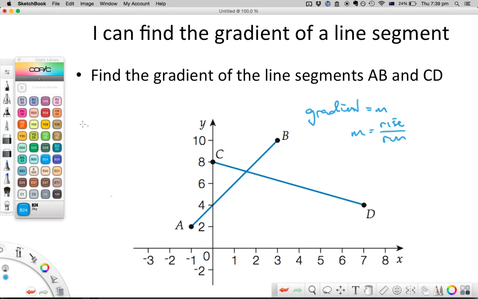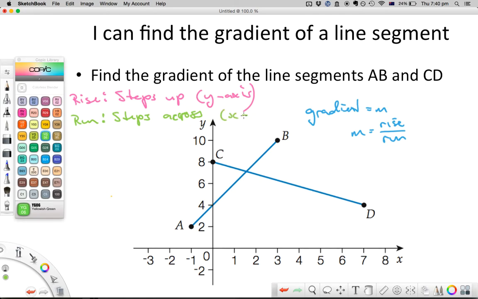So rise is steps up, y-axis, and run is steps across. So that's related to the x-axis, right?